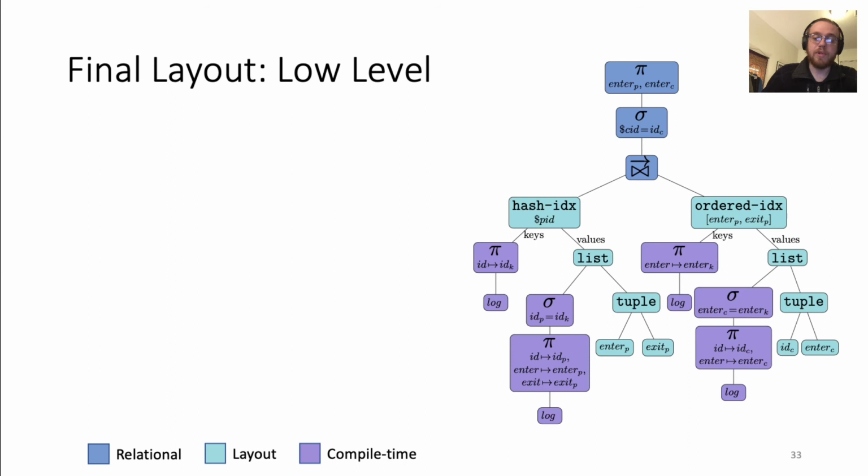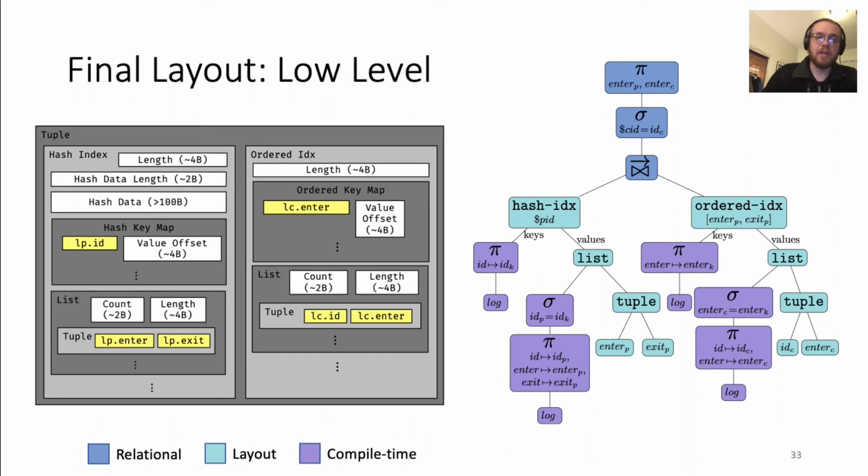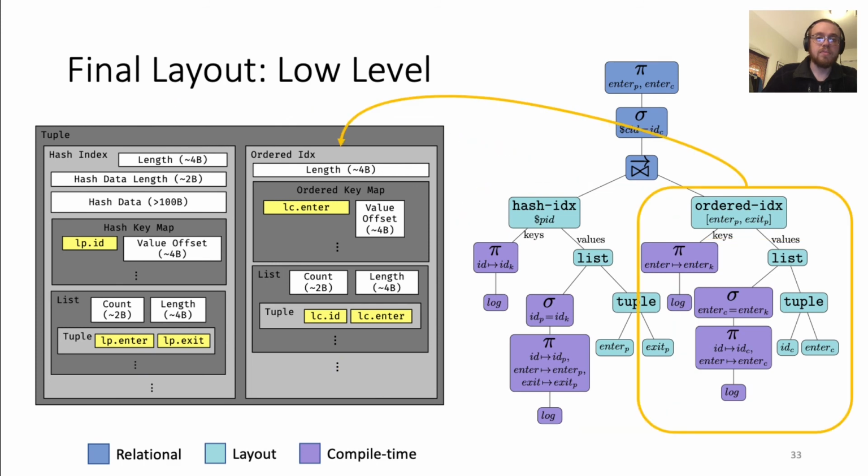At this point, we've fully specified the data structures used in this query. On the left-hand side, we can see a diagram of the data structure that will be produced when we compile the query. We can see that there's a correspondence between each layout operator on the right-hand side and a part of the data structure. So we have the tuple that contains the enter and exit fields, the second tuple that contains the ID and enter fields, the two lists, and the hash index and the ordered index.